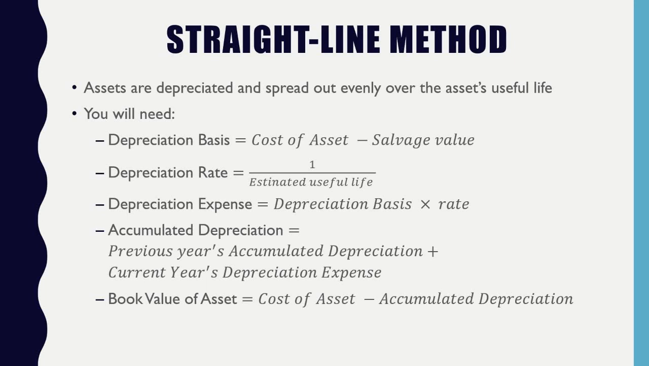Accumulated is always going to be your previous years plus your current year's expense. And of course, your book value will always be your asset cost minus your accumulated depreciation. So in this case, that is why I left straight line to be one of the last concepts, because it's kind of a mix between the first 2 that we just looked at, right? A little bit of units of production and a little bit of double declining to create what's called straight line, right?